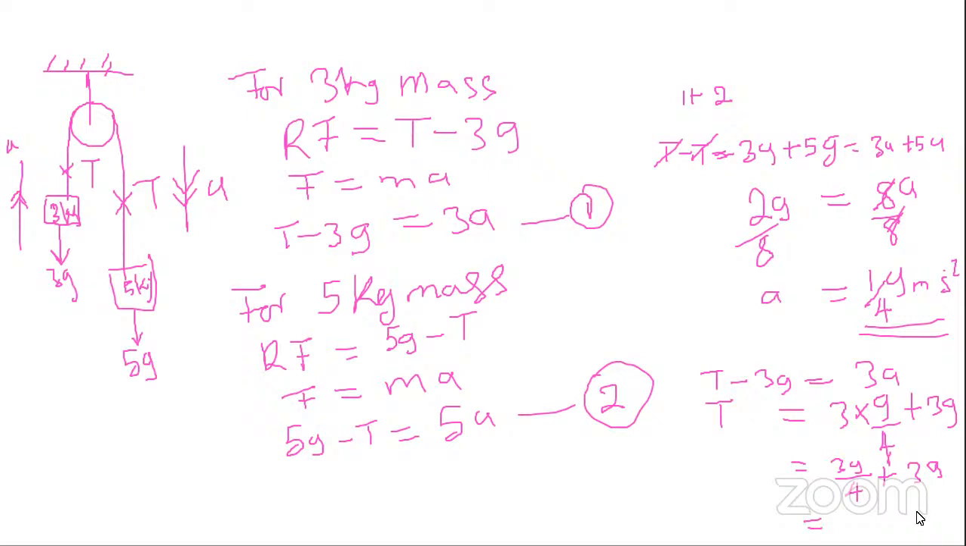If you have a calculator, you would just add directly. Okay, the LCM would be 4. So 3g over 4, and 4 times 3g would be 12g over 4. Which should give us 15g over 4. So our T will be 15 over 4 g newtons.